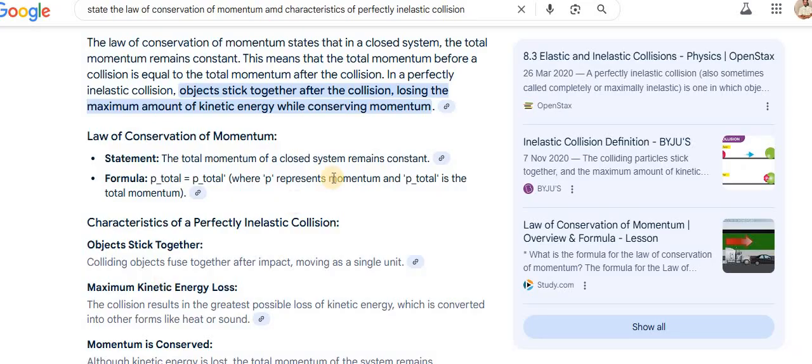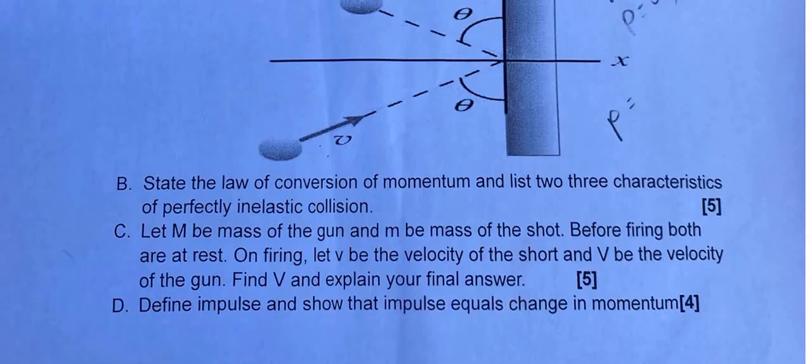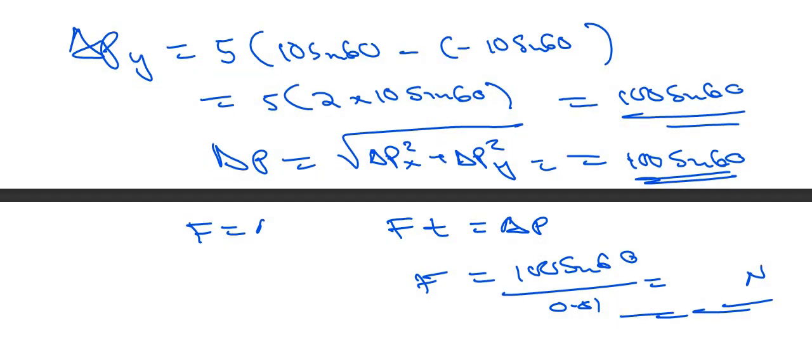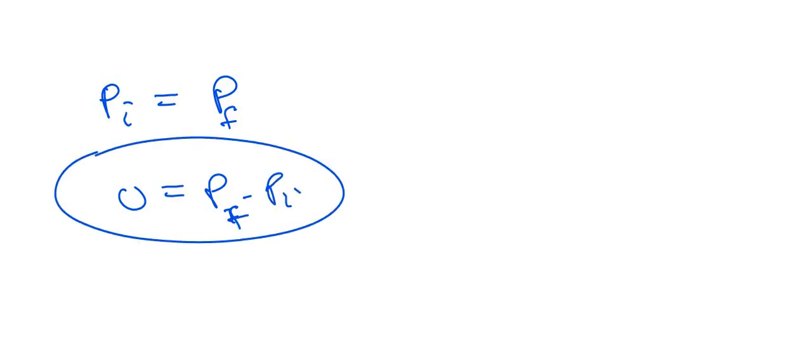So for the conservation of momentum, we say the total momentum in a closed system is going to be the same. So the total momentum remains constant. The momentum before and after the collision is always going to be the same. The formula just says P initial is always equal to P final. In short, the change in momentum in a closed system that obeys the rule has to be 0, because the law says initial is equal to final.